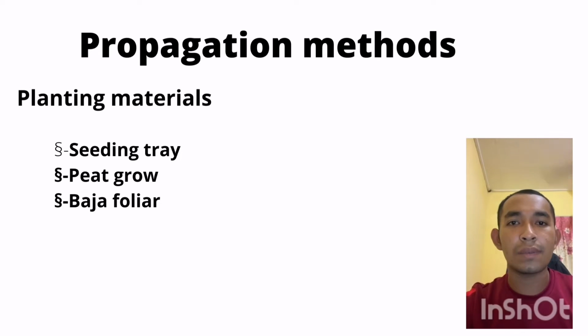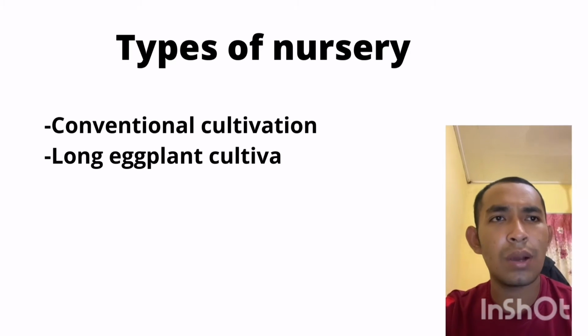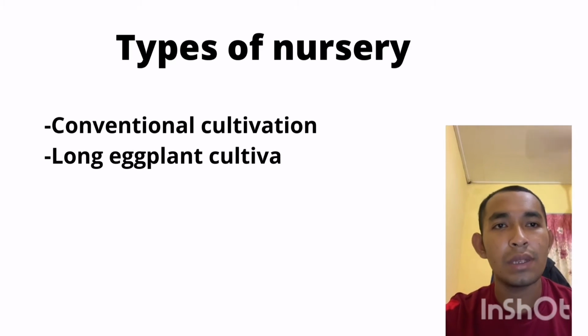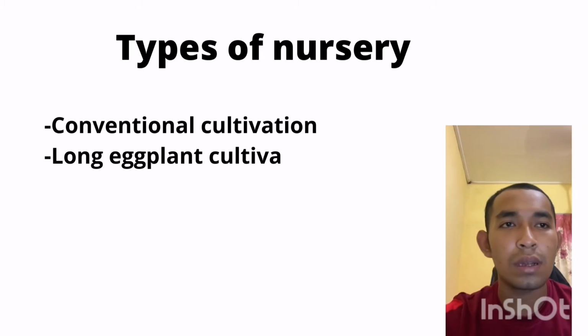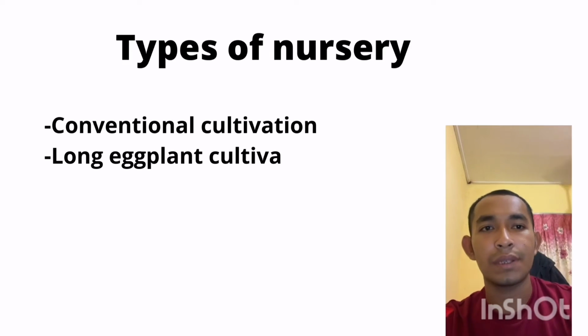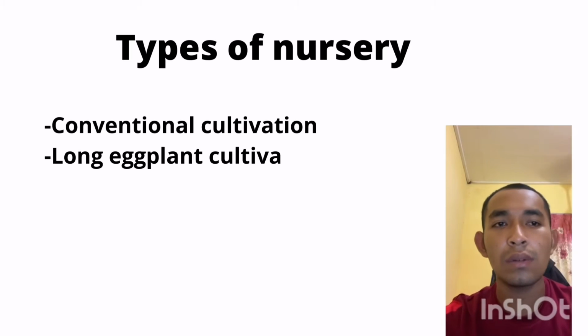Planting materials are a seedling tray, peat row, and foliar fertilizer. The types of nursery of eggplant. There are two types: first, conventional cultivation, and second, lawn eggplant cultivation.